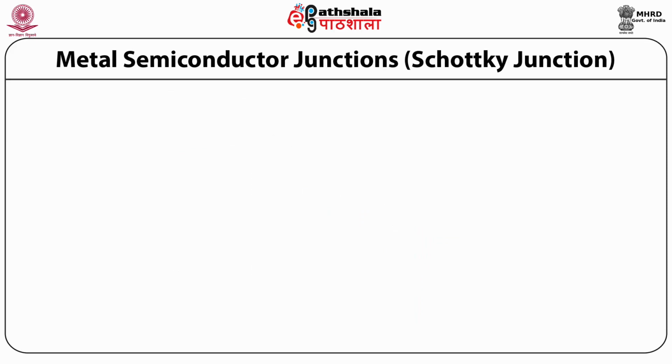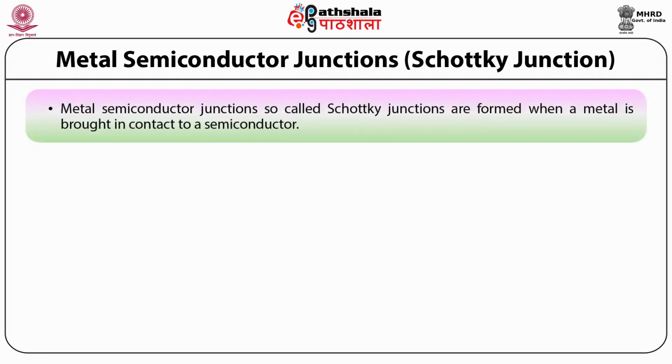Metal semiconductor junctions or Schottky junction. Metal semiconductor junctions, so called the Schottky junctions, are formed when a metal is brought in contact to a semiconductor. So after making the contact, a potential drop takes place due to the charge carrier transformation in the contact region to account for the work function differences.